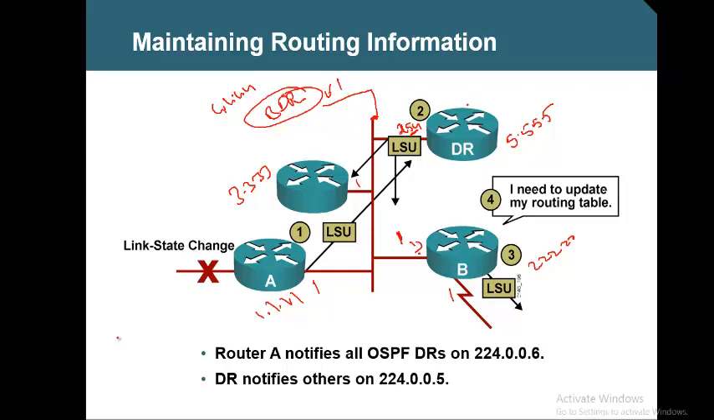BDR is directly selected by comparing the priorities. The router with the higher priority will first declare itself as BDR. BDR is selected through election. After which, when there is no other router found with higher priority, it will promote itself to be a DR, designated router. Fine, this is the designated router because of the high priority.